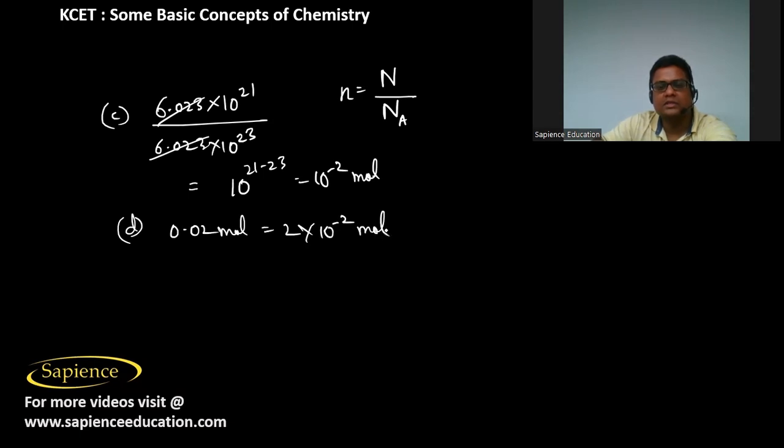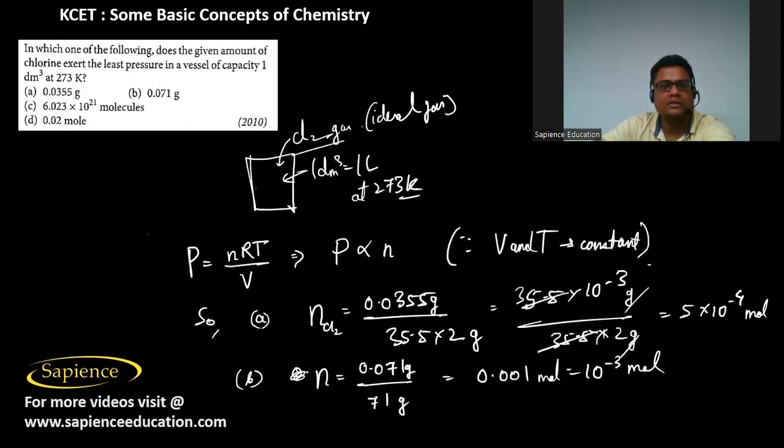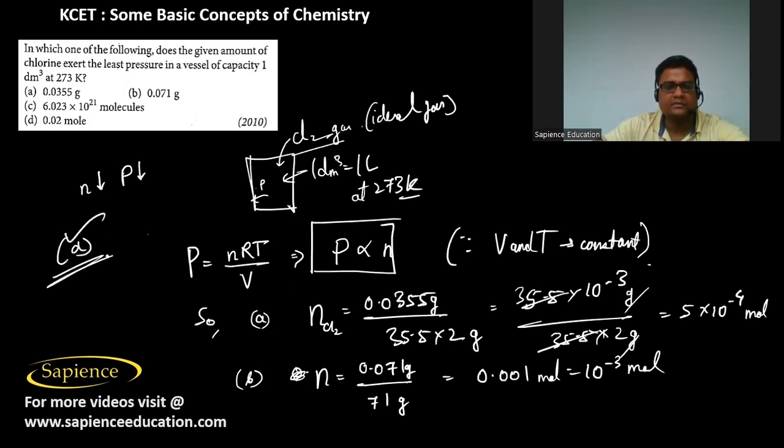So here it is asked which will exert the least pressure. If the number of moles is the least, then only the pressure exerted will be the least, since we have seen that the exerted pressure on the vessel is proportional to the number of moles of the ideal gas. The number of moles is the least only in the first option. So option A is the correct answer.